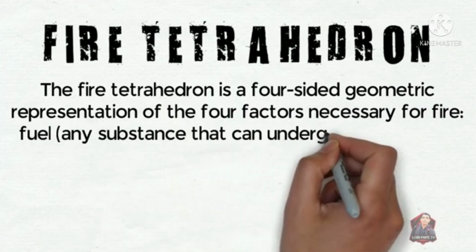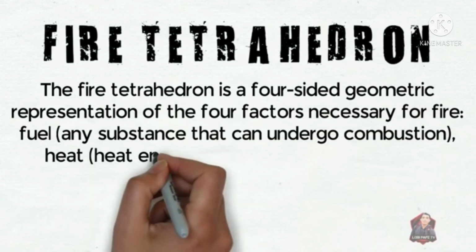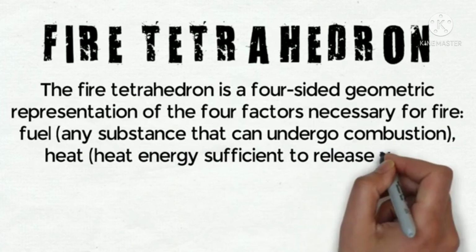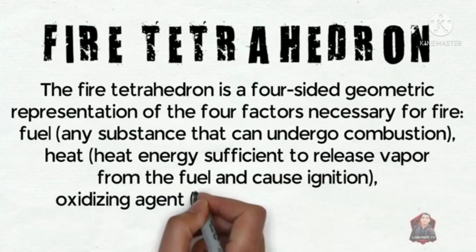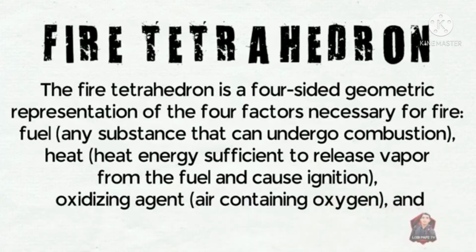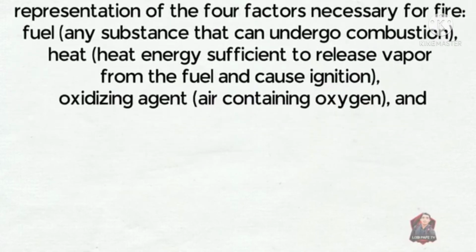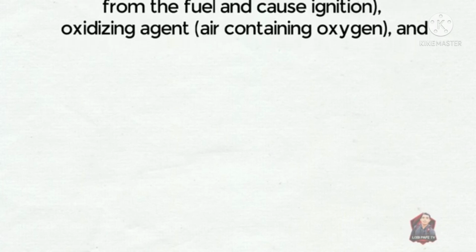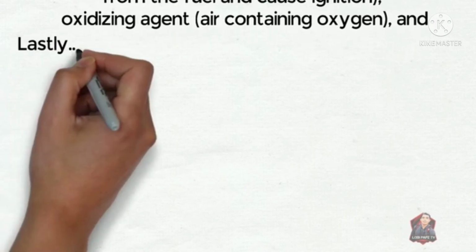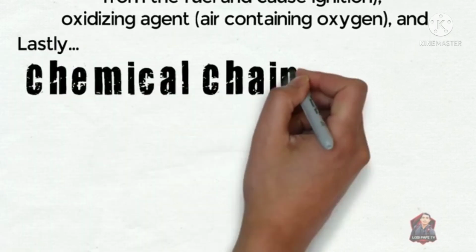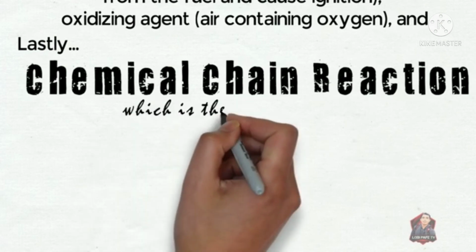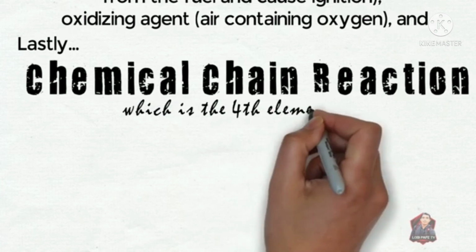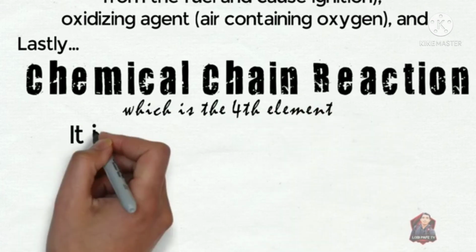It is the fuel, which is any substance that can undergo combustion, heat for energy sufficient to release vapor from the fuel and cause ignition, and oxidizing agent for air containing oxygen. Lastly, the chemical chain reaction, which is the fourth element. It is a series of reactions that occur in sequence with the results of each element reacting to each other.